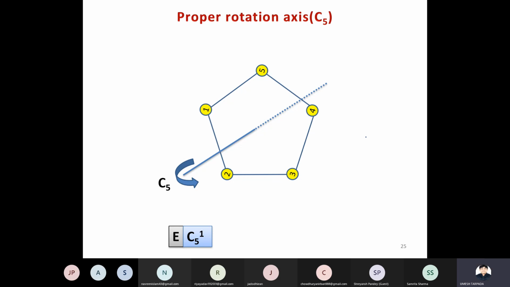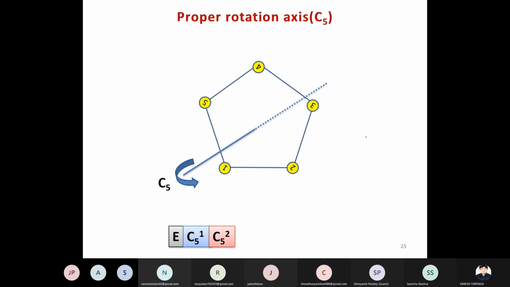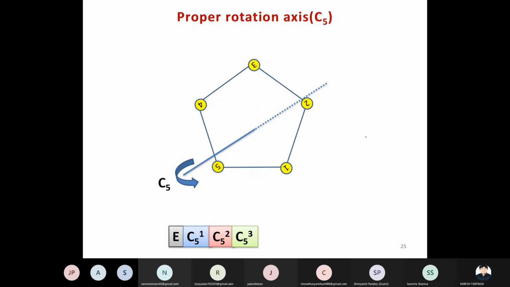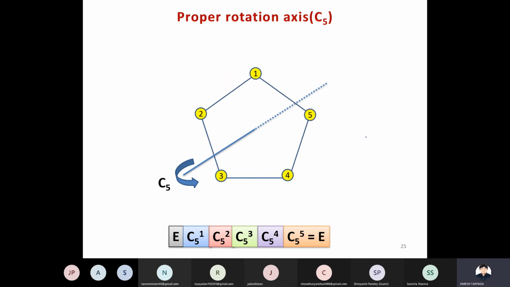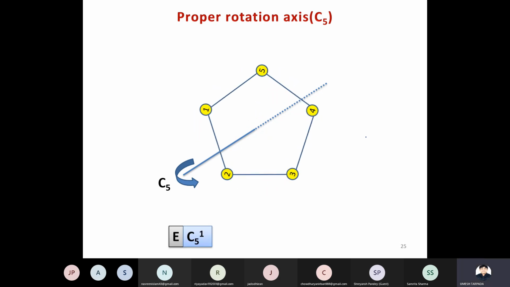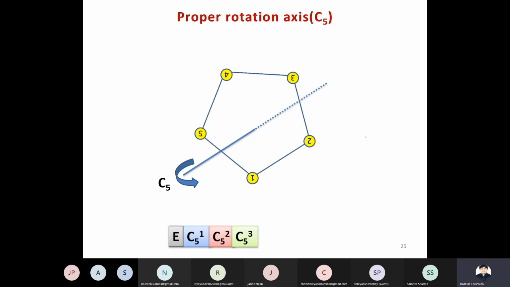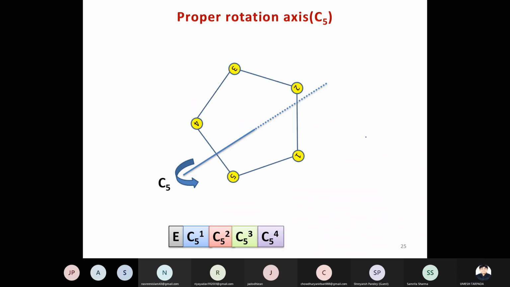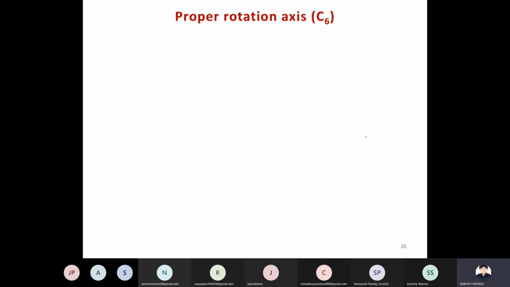What happens if you give second time rotation? 2 to 4. Yes. Then third time. Fourth time. And if you give rotation fifth time, then you are getting original structure. See, 1 time, 2 time, 3 time, 4th, 5th. So you are getting original structure.